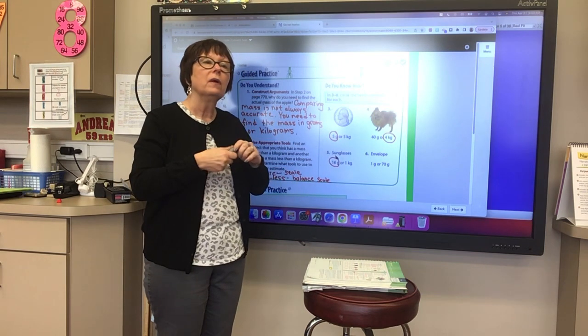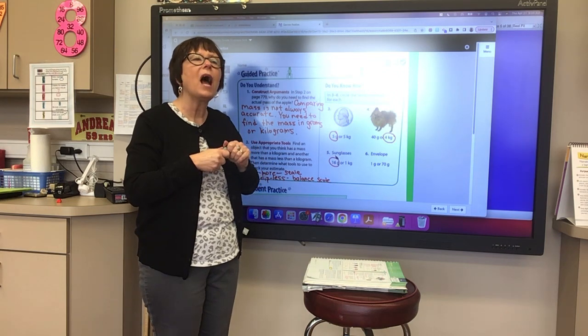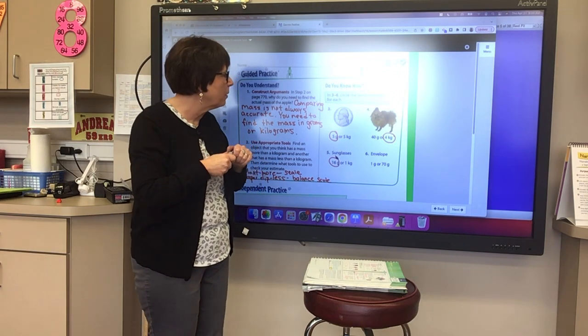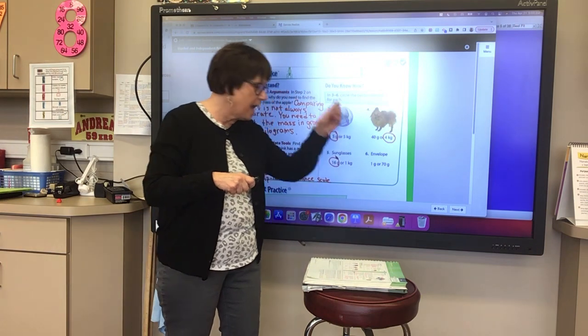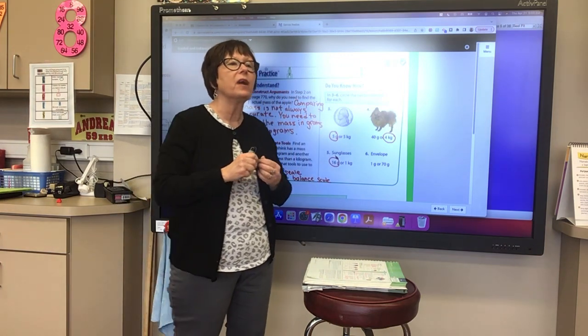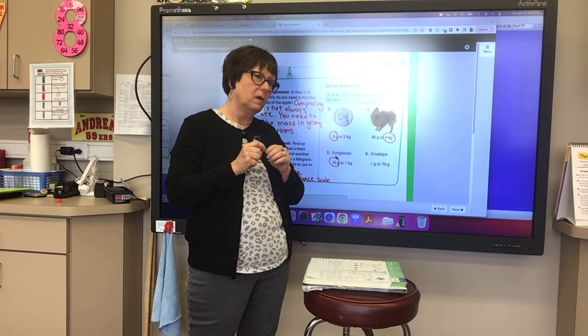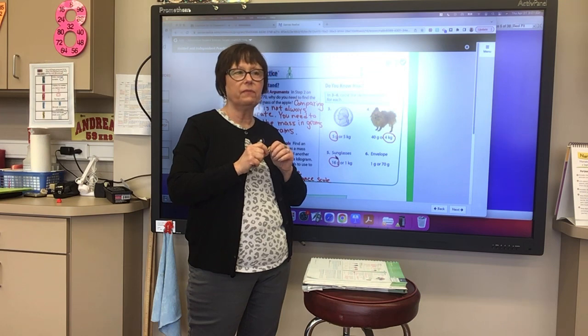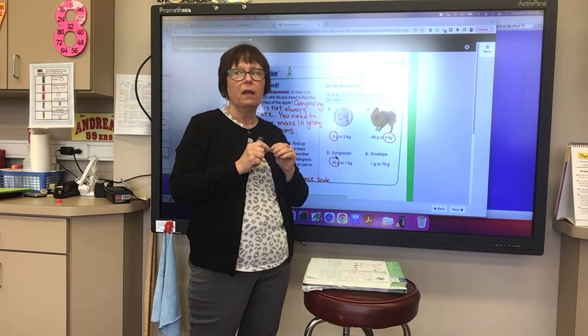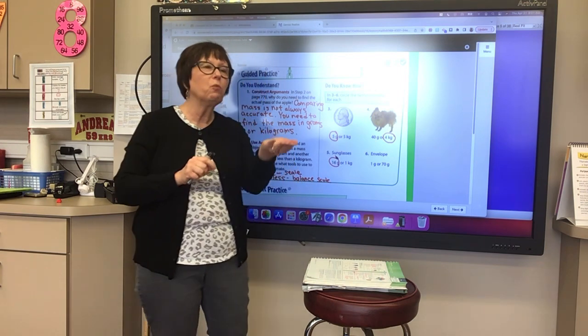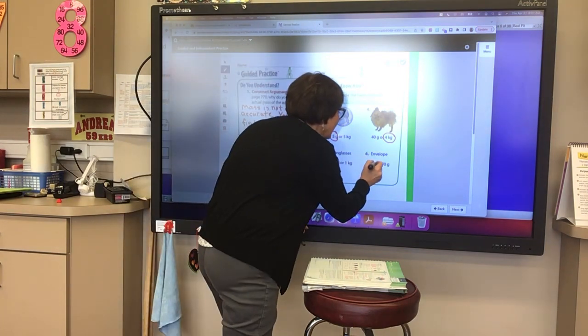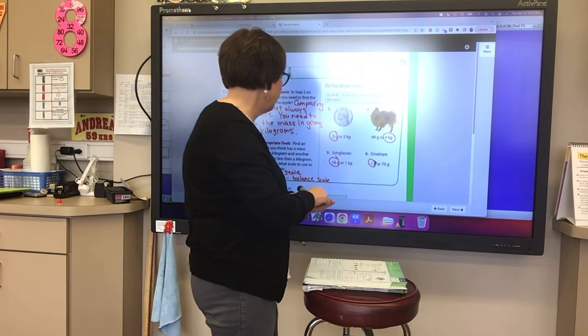An envelope. Sophie, what do you think? How much would an envelope weigh? Would it weigh 1 gram or 70 grams? Think of the weight of an envelope. 70 grams or 1 gram? Have you ever picked up an envelope? They're very, very light. They're 1 gram. They hardly weigh anything. It's like paper. 1 gram.